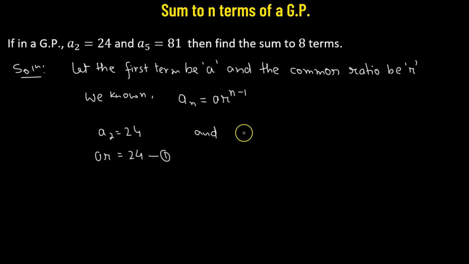And also we are given the fifth term. So the fifth term has a value of 81. So that means a r raised to the power of 4 equals 81. So let this be equation number 2.